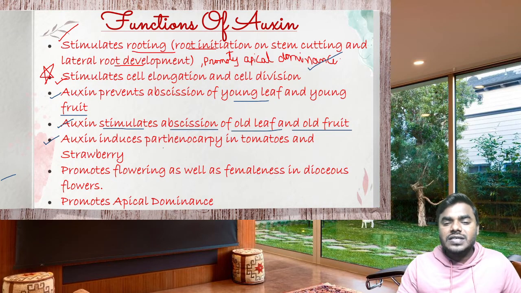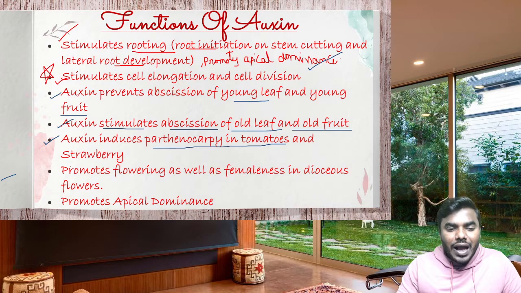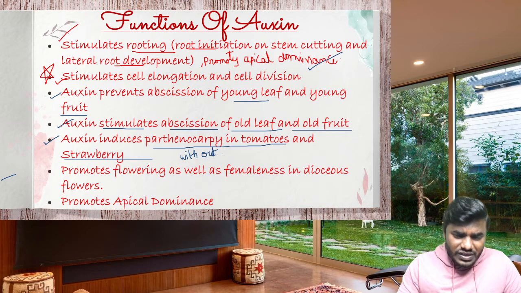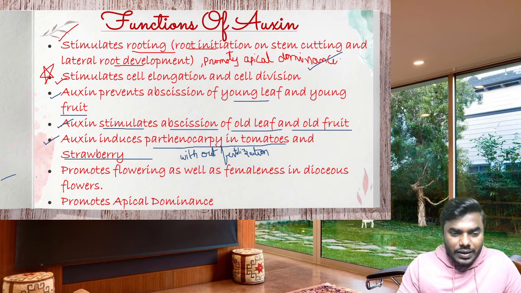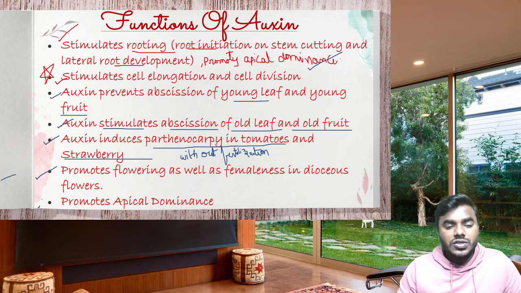Next one, auxin induces parthenocarpy. This point also we are going to discuss elaborately with tomatoes and strawberry. So what is parthenocarpy, friends? Seedless fruits without fertilization. Now wait, not just nowadays. From long back we have had seedless banana, seedless grapes, seedless apple. These are all parthenocarpy, right? This can be induced by the hormone auxin. And don't confuse with this point. This we already read.